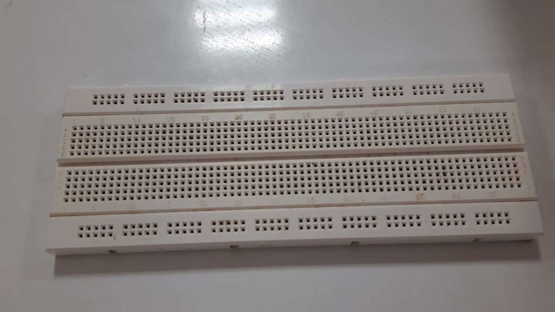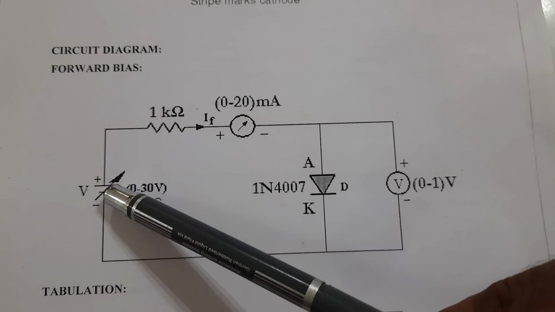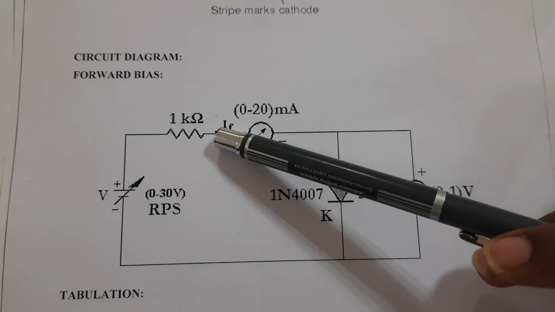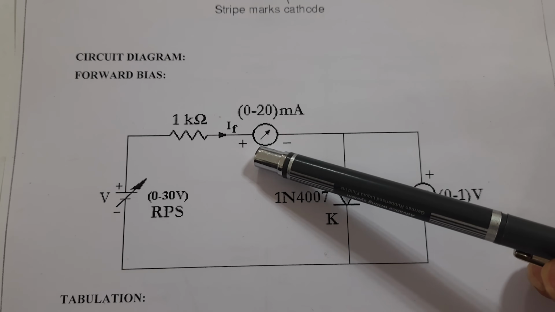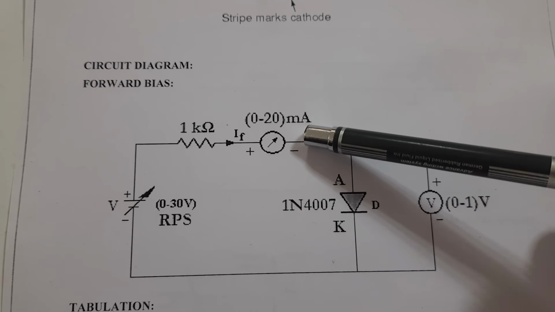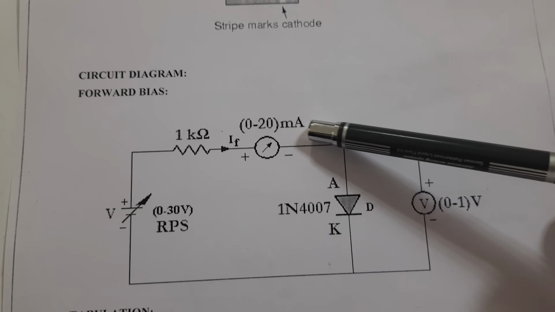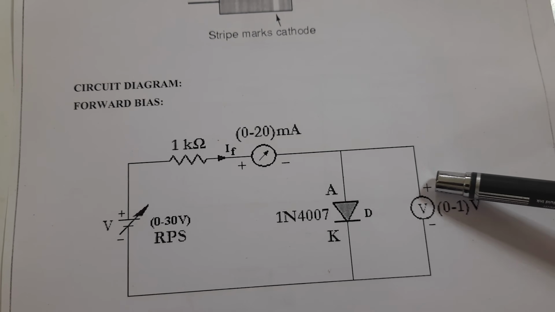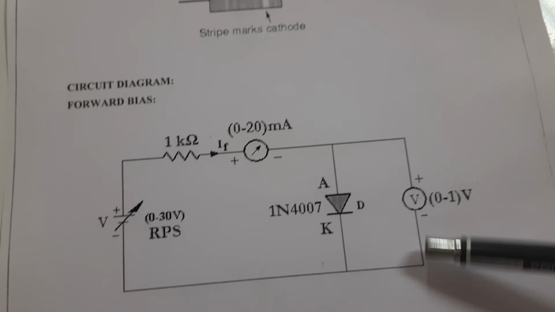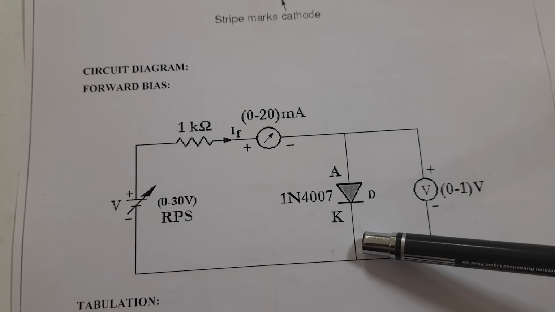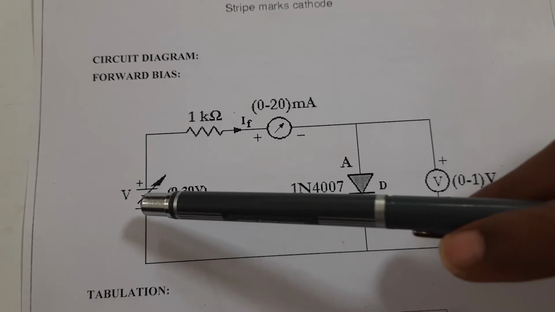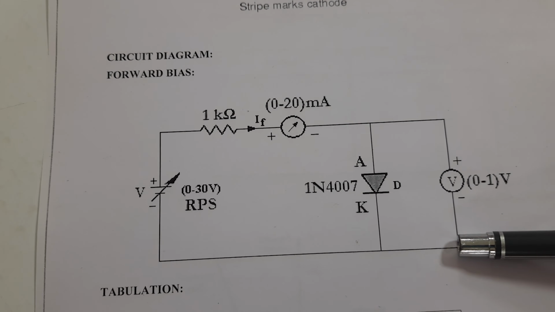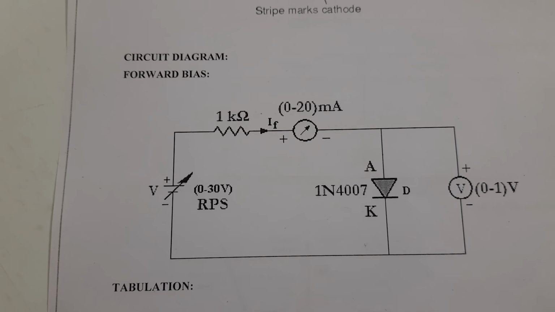The positive terminal of the RPS is connected to one end of a resistor, and the resistor's other end is connected to the positive of the ammeter. The ammeter negative is connected to the anode, and from the anode to the voltmeter positive. Voltmeter negative, the PN junction diode cathode terminal and RPS negative are all together connected at a single point with the ground connection.